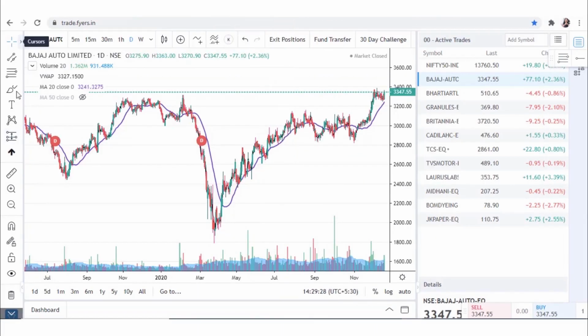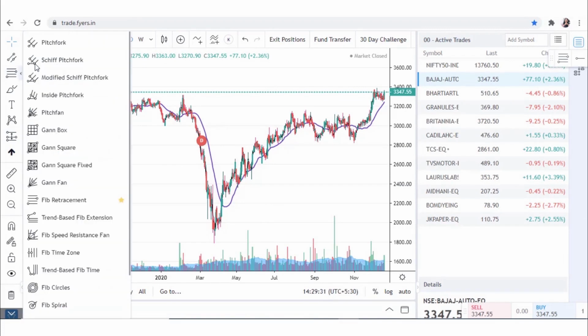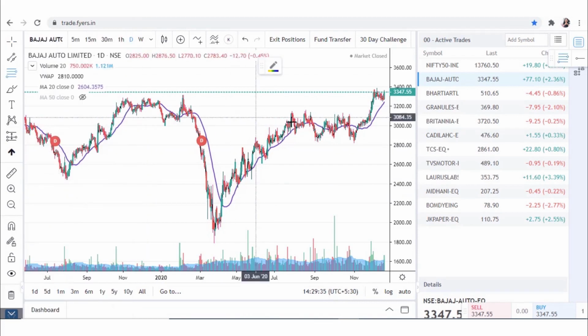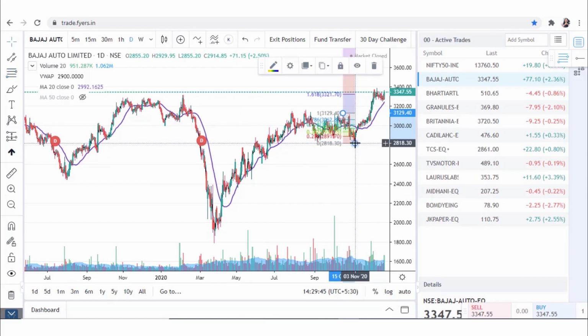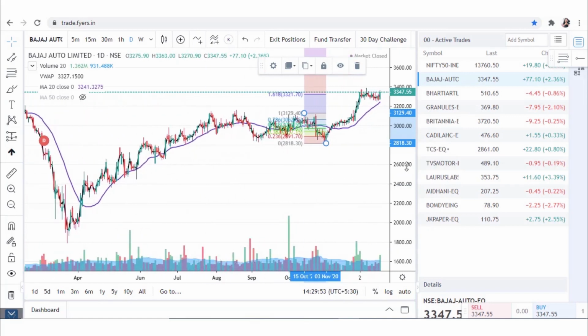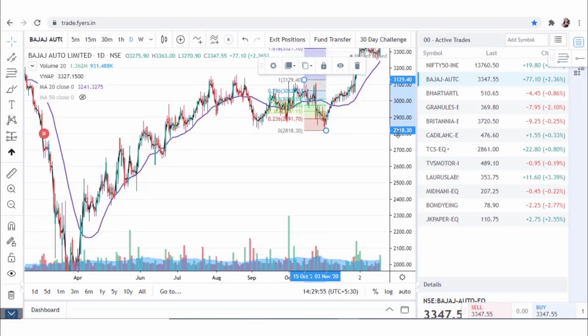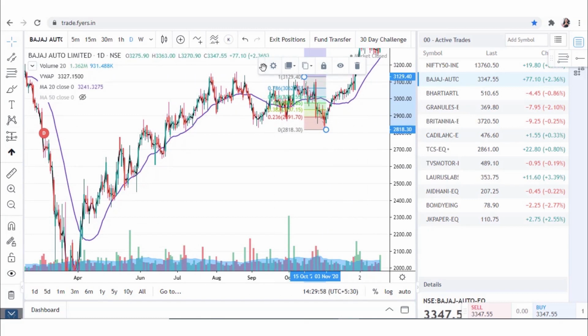Fibonacci retracement is used to identify retracement levels following a price advance or a price decline. They are the horizontal lines that indicate where support and resistance are likely to occur. The most commonly used ratios include 23.6%, 38.2%, 50%, 61.8%, and 78.6%.